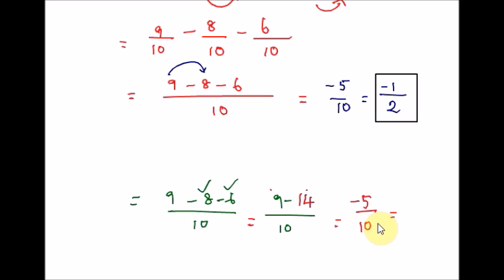Now we can reduce the fraction. 5 and 10 have a common factor 5. 5 goes one time in 5 and two times in 10. Hope you're clear with this example. We can do the same question using cross multiplication method too.